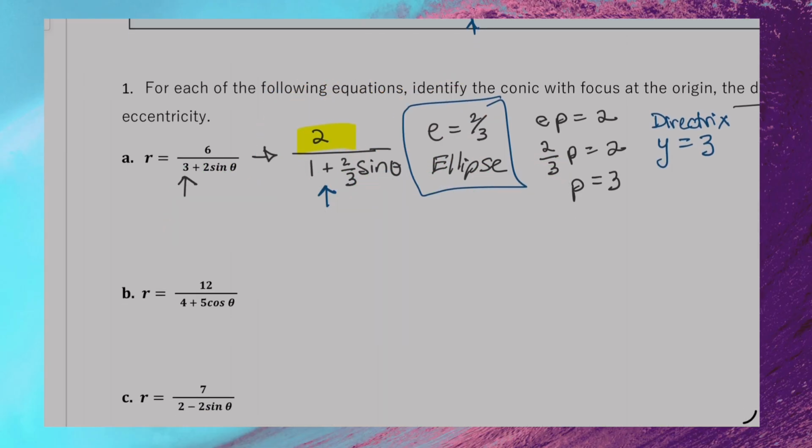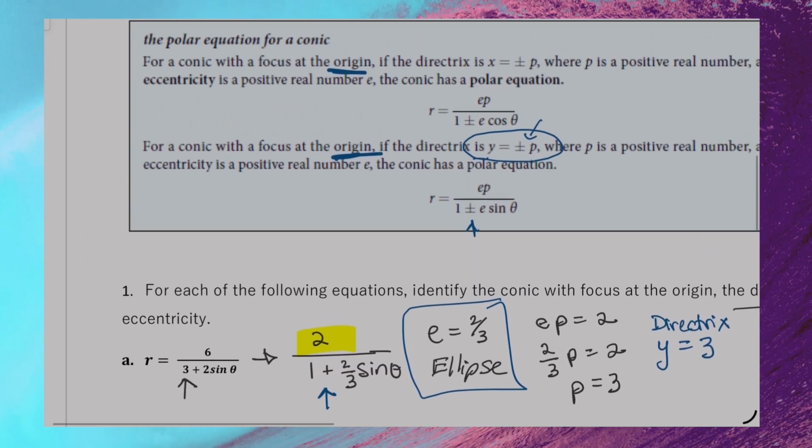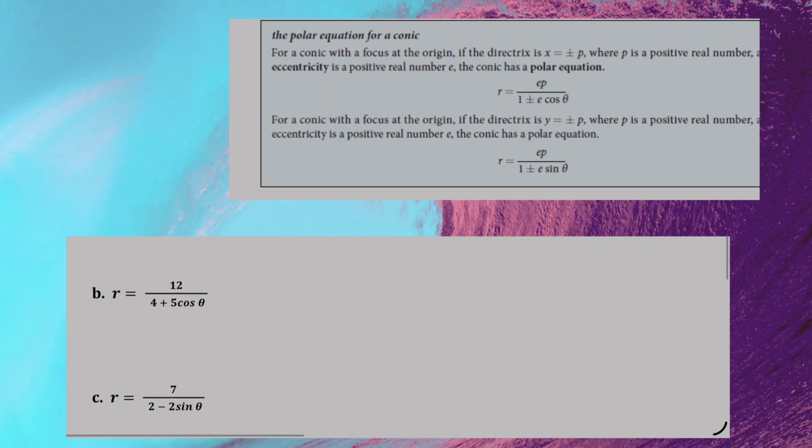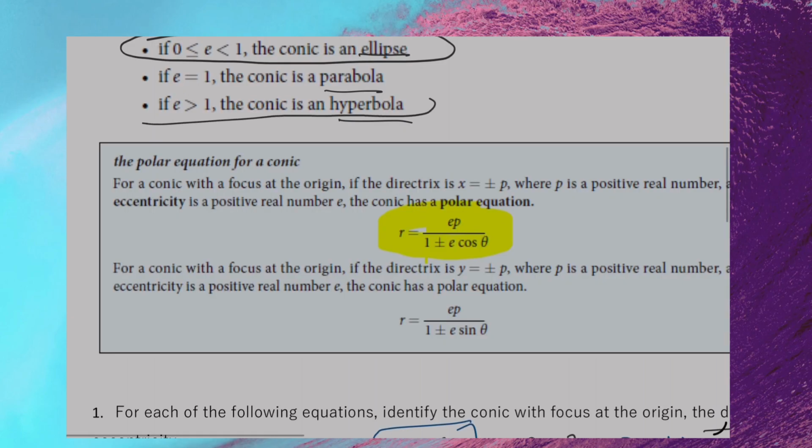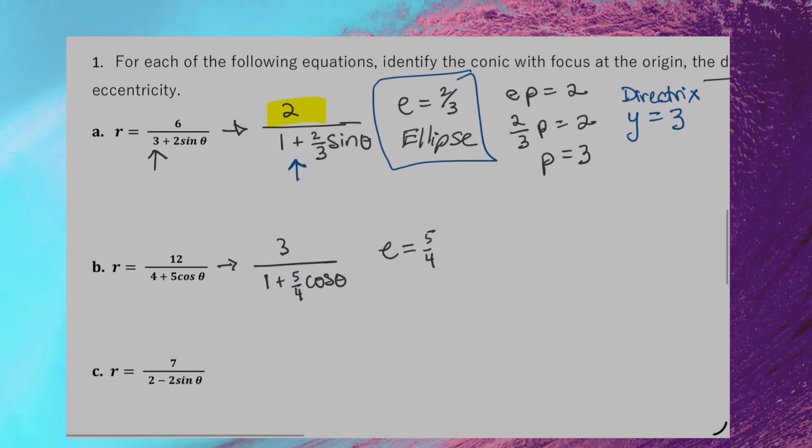r equals 12 over 4 plus 5 cosine theta. That format, we'll divide everything by 4. Numerator divided by 4. So we are going to manipulate it so that there's a 1 first in the denominator. And if we do that, we can see that our eccentricity is equal to 5/4. It's greater than 1. We know we're working with a hyperbola. So I know that this shape is a hyperbola.